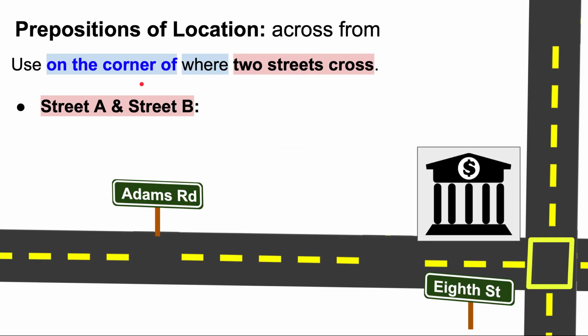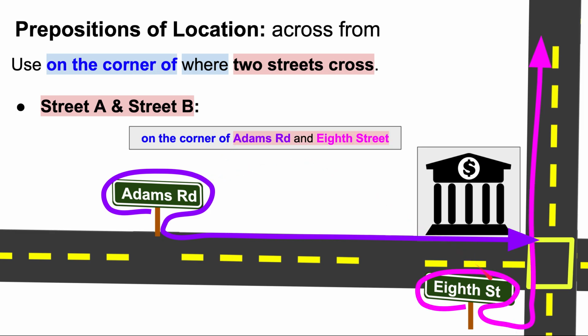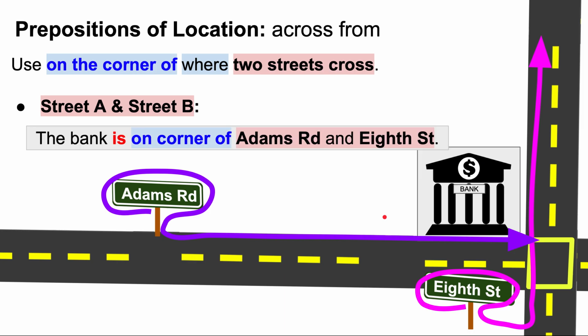Now let's look at on the corner of. We use on the corner of where 2 streets meet, a street A and a street B. For example, on the corner of Adams Road, street A, and 8th Street, street B. On the corner of Adams and 8th Street. For example, the bank is on the corner of Adams and 8th Street.